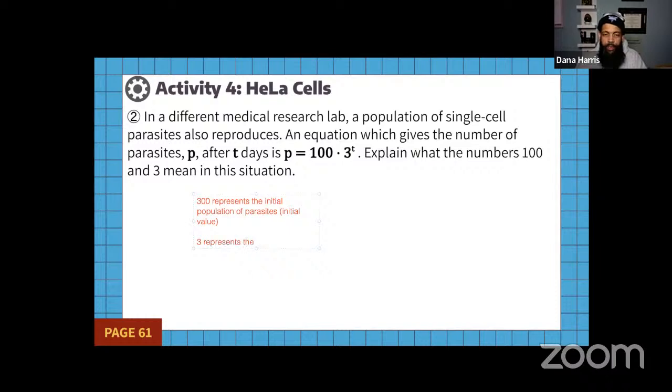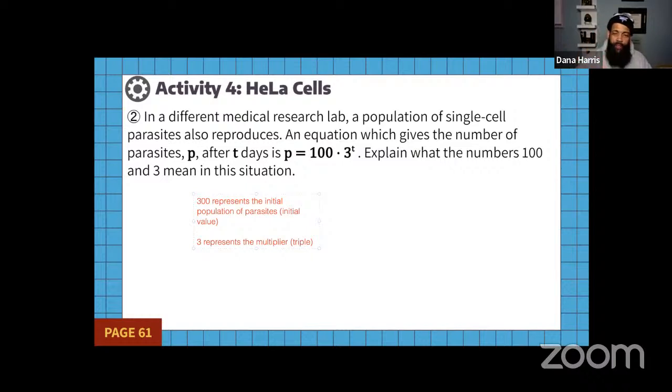represents the multiplier, okay? And we're going to put triple in parentheses, okay? So that 3 is talking about the fact that this population is tripling every hour. It doesn't say how many or what. It doesn't say at what rate. It just says T. So we're going to assume that it's like the other one where it's tripling every 24 hours, okay? So these are very, very important things in regards to exponential growth.